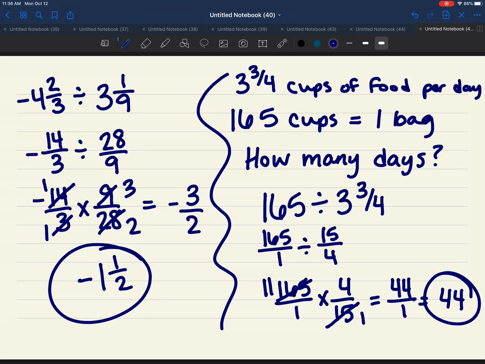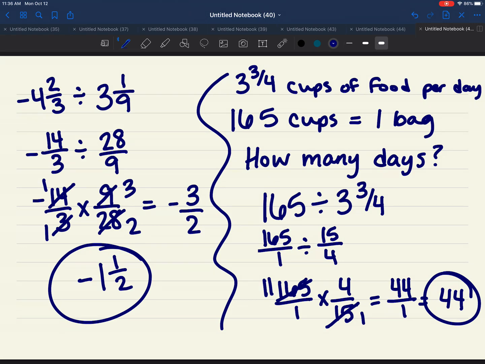44. Now, here's what I want you guys to see. Is it possible that someone in this room, on their own, would have written 3 3/4 divided by 165? Yes. Okay? In your calculator, do 3.75 divided by 165. What number is it? 0.0227. So what that's saying is it wouldn't even last you 1 day.